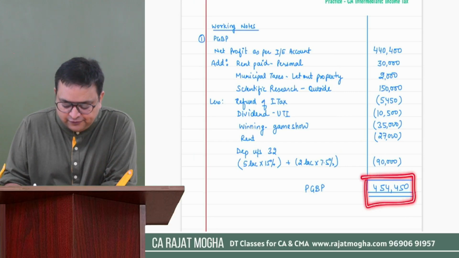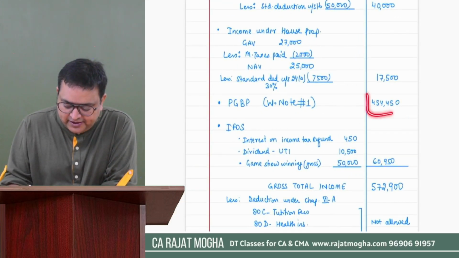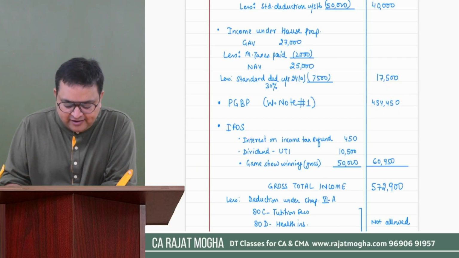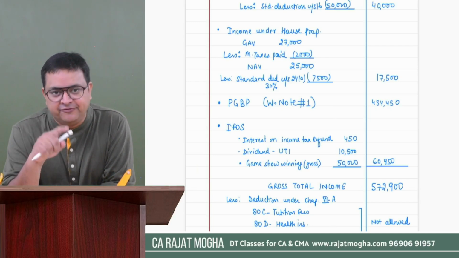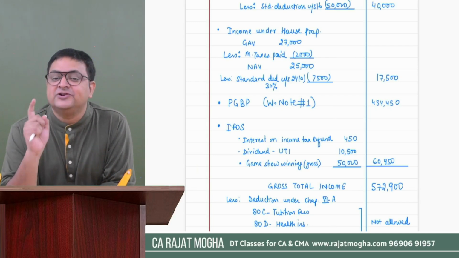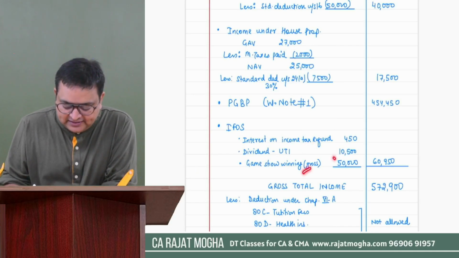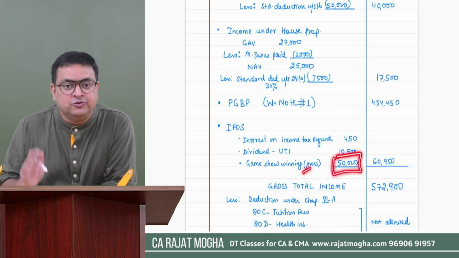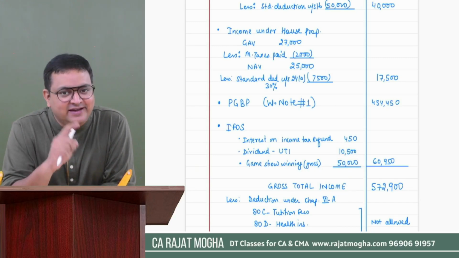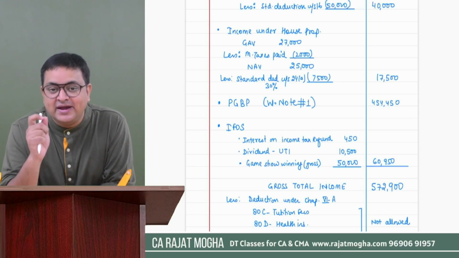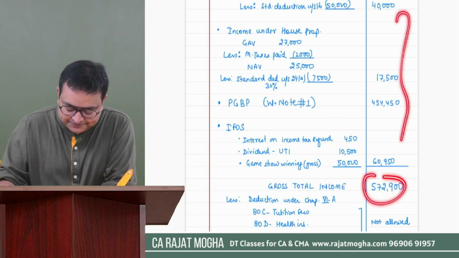So this 450 is your PGBP income. Put that figure over here in your PGBP. For IFOS, we have 3 types of income: interest on income tax refund, only the interest and not the entire refund, because that contains 5,000 also, which should not be taxable. Got it? Dividend from UTI, and game show winning, and that too at a gross level, not at the net amount of 35,000. Whatever TDS was deducted, please add it back also. Show it at a gross level. So this is 60,950. So this is our GTI.